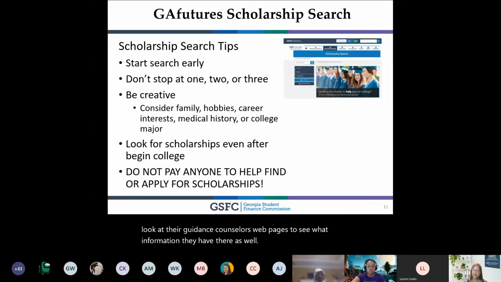Do not pay anybody to help you with these scholarship searches. All of this is free. And don't stop looking once you get into college. The young lady was talking about internships and things like that. So all of that will help you pay for this or reduce the cost of college.